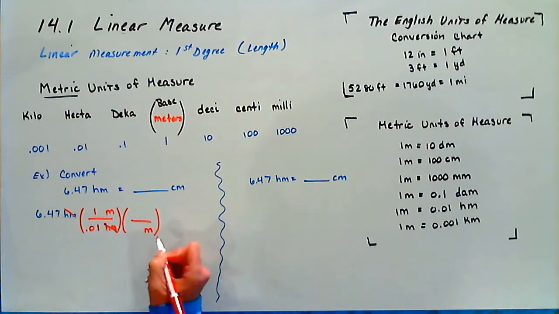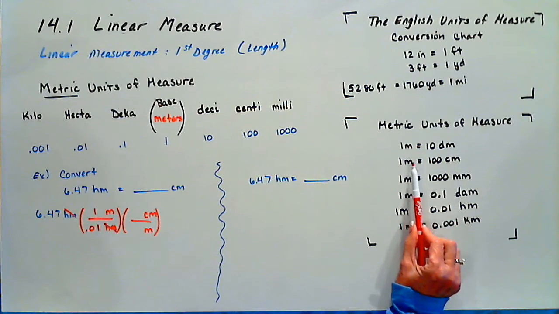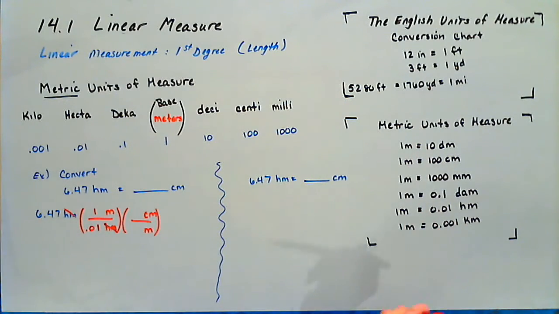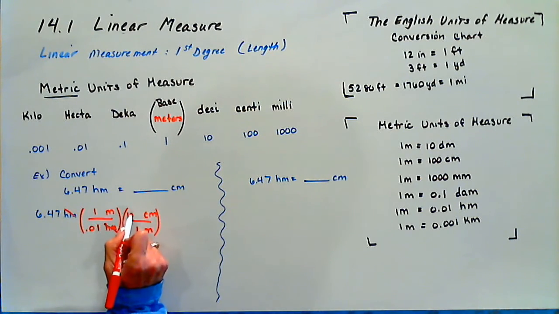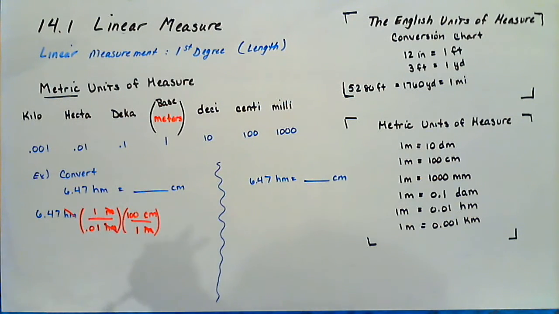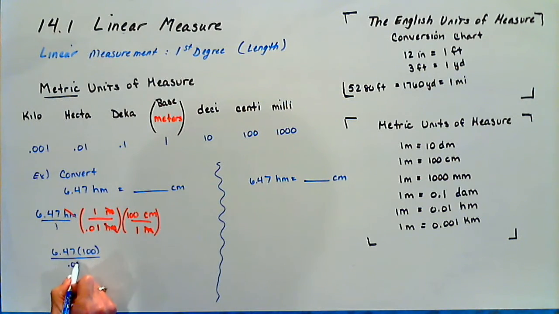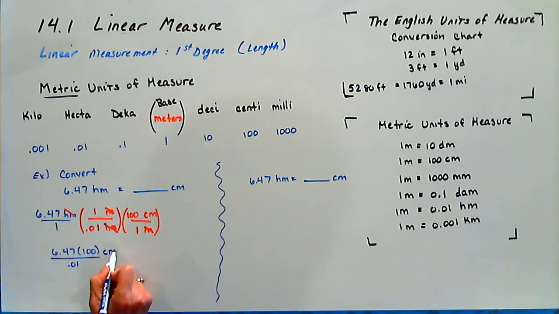This time, I want to eliminate meters, and I want to convert meters to centimeters. Well, let's see. 1 meter is the same as 100 centimeters. And now we would be reducing out the meters. So the only unit of measure left is centimeter. 6.47 times 100 in the numerator. Only thing left in the denominator is 0.01. I forgot my calculator, but you'll notice that it's left with the units of measure of centimeters.